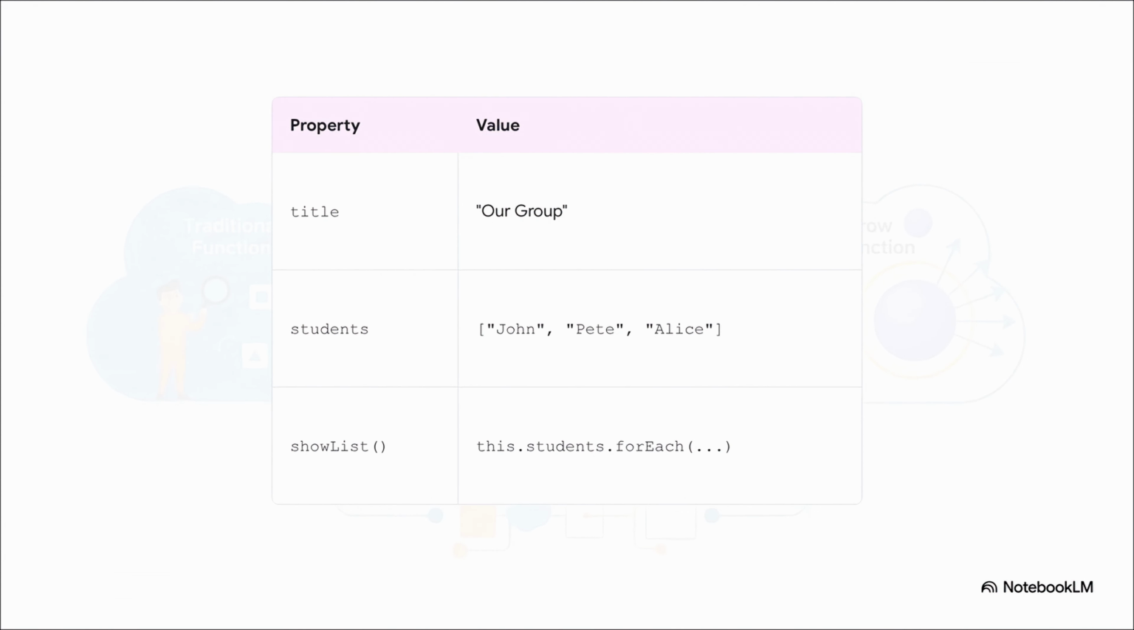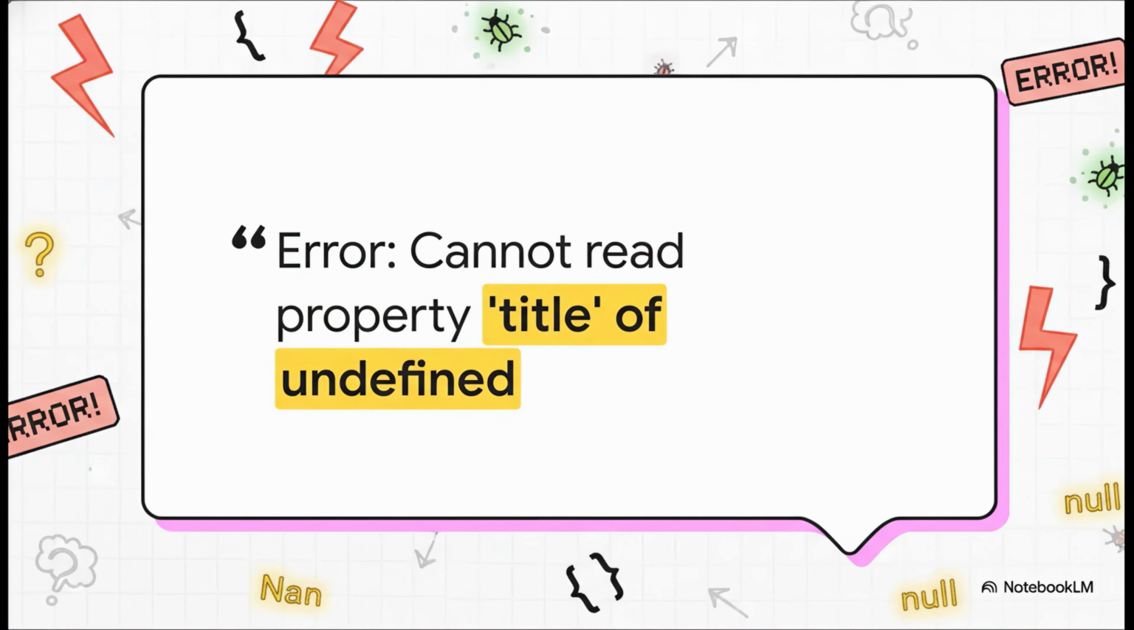The goal here is simple. Loop through the students and print out their name along with the group's title. Seems easy enough, right? We'll just use a forEach and pass it a good old regular function. But when you actually run this code, you don't get that nice list you were hoping for. Oh no. Instead, you get this classic and deeply frustrating error. The code just completely blows up because it can't read the title property of undefined.